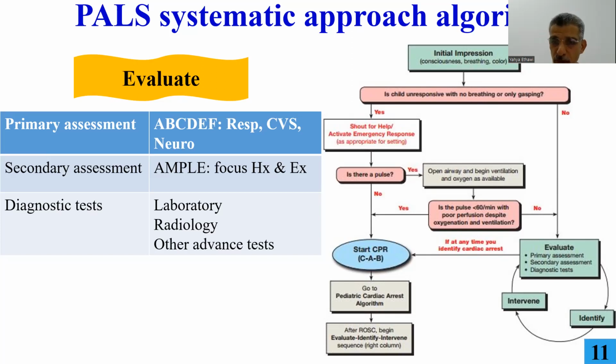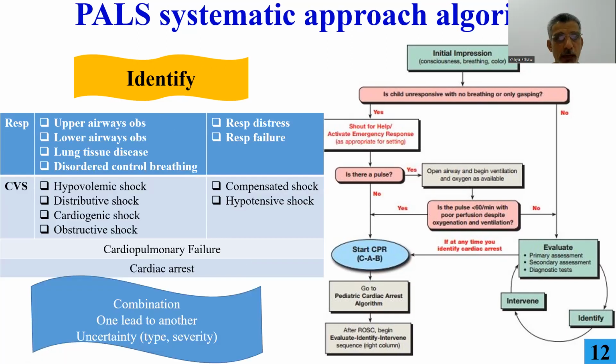Okay. So our first evaluation is called initial evaluation, composed of evaluate, identify, intervene. Our second evaluation is called primary assessment. Our third evaluation is called secondary assessment. So now we will move to our primary assessment.